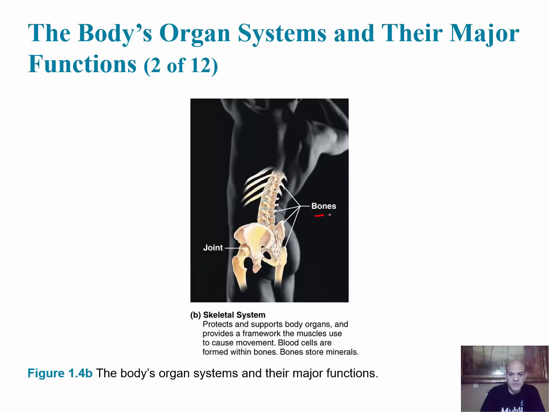The next organ system we're going to look at is the skeletal system, which is the bones. Some basic organs include bones in general and joints. So those are some of the major structures of the skeletal system. And the function of the skeletal system is to protect and support the body organs and provide a framework for the muscles to pull on to cause movement.